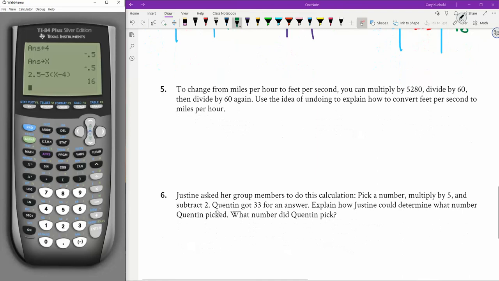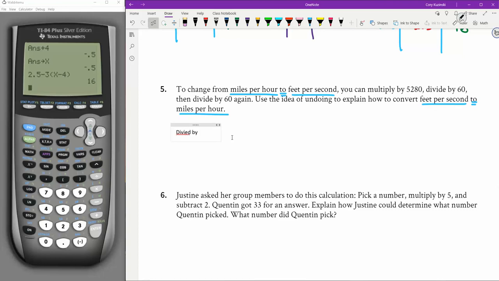Yepper. To change from miles per hour to feet per second, you can multiply by 5280, divide by 60, then divide by 60 again. Use the idea of undoing to explain how to convert feet per second to miles per hour. So this was miles per hour to feet per second. They want to go feet per second to miles per hour, so the opposite way. Okay, so how about we just do things in the opposite order?